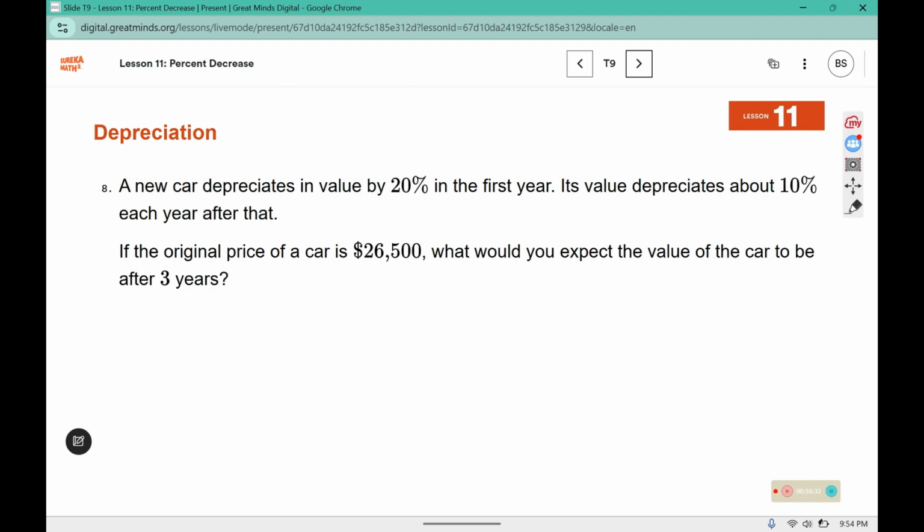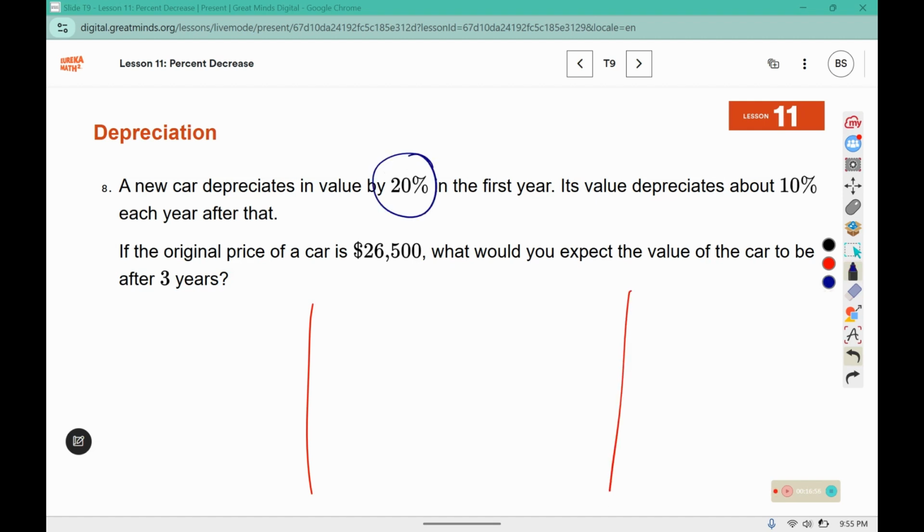A new car depreciates in value by 20% in the first year. Its value depreciates about 10% each year after that. If the original price of the car was $26,500, what would you expect the value of the car to be after 3 years? So we're going to break this down into 3 separate years. If it decreases or depreciates in value by 20%, that means it's still worth 80% of its original value. Then if it decreases by 10%, that means it's 90% of the value.